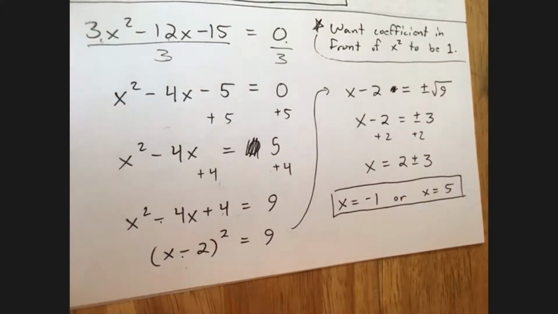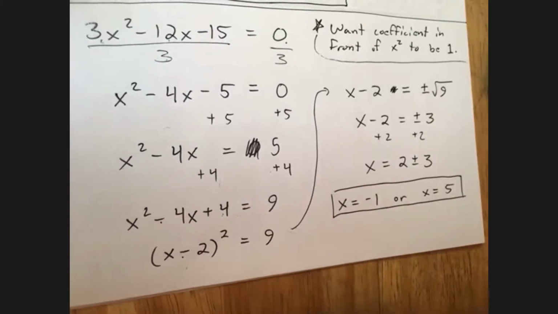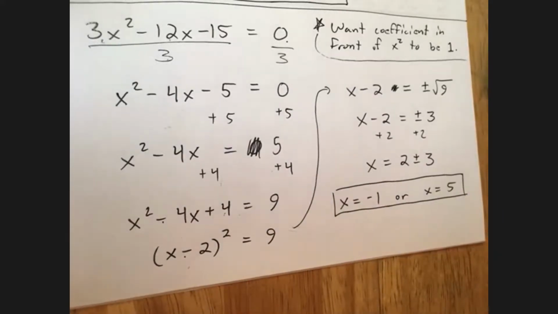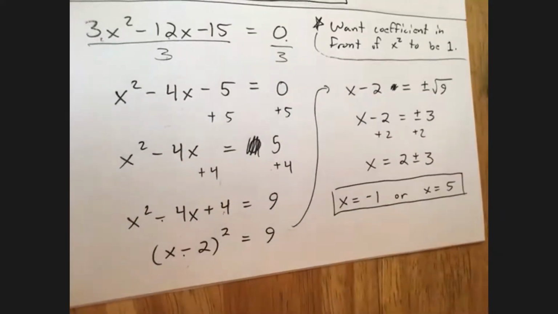Can I ask a question? You sure can. I can also do this by factoring, right? X squared minus 4x minus 5. Yeah, this one was actually factorable. That's a good observation. When you get whole numbers here, it turns out we could have solved it just by factoring. Thank you, it's a really good question.